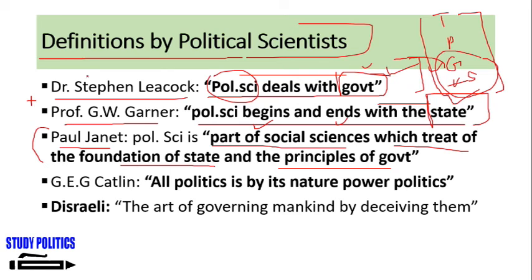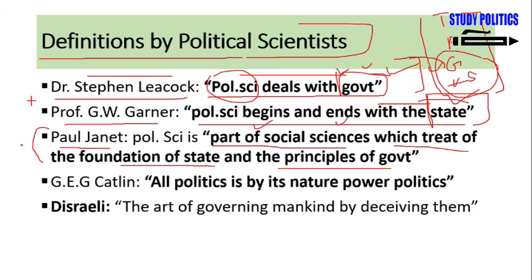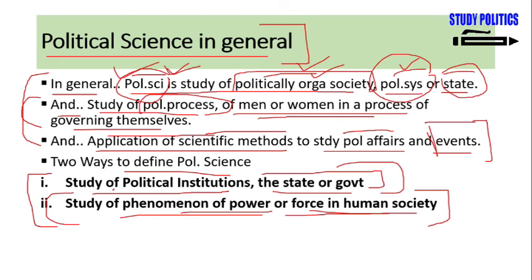In the first definition, Dr. Stephen Leacock said that political science deals with government, and here political science begins and ends with the state. So here Paul Janet has aggregated both of the above two definitions. He said political science is a part of social sciences which treats of the foundation of the state and the principles of government. So there is no need to describe this definition further. These three definitions were according to the first approach, the study of political institutions, the state or government. We have strictly defined political science in terms of political institutions, the state or government.